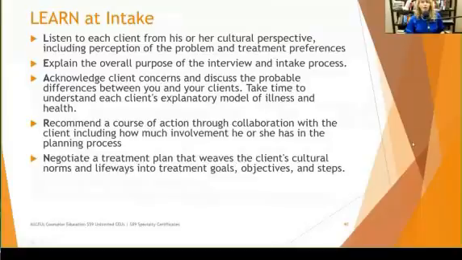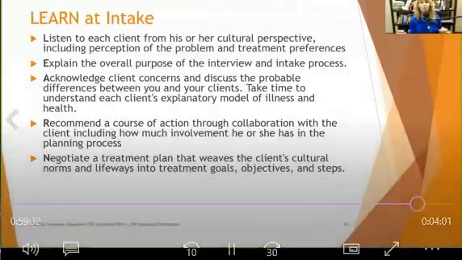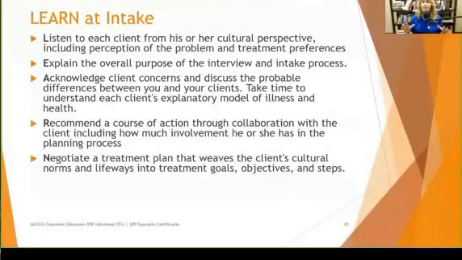So we want to help clients, but we need to learn at intake. And you notice I said we do. They don't. Well, they could. But we need to listen to each client from his or her cultural perspective, including their perception of the problem and treatment preferences. We need to explain at the beginning the overall purpose of the interview and intake process. Get them socially oriented. Acknowledge clients' concerns and discuss the probable differences between you and your clients. And take time to understand each client's explanatory model of illness and health.